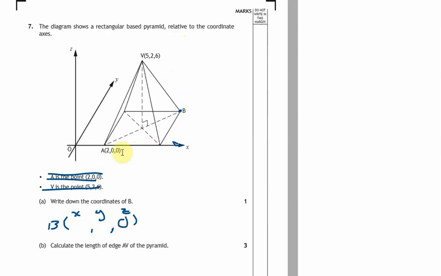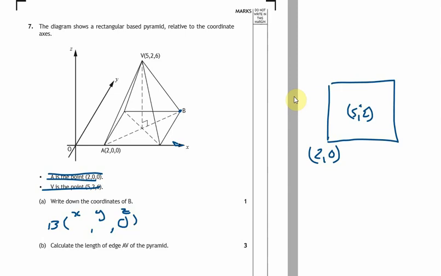The next thing to work out is how big this pyramid is. It shows a rectangular base pyramid. So we've got 2, 0, 0, and in the middle we've got 5, 2, 6. What that's saying is the height of it is 6. Right now we're not really concerned about the height, we're thinking 5 and 2. So if I were to draw this out in plan, A is at 2, 0 and the centre is at 5, 2.